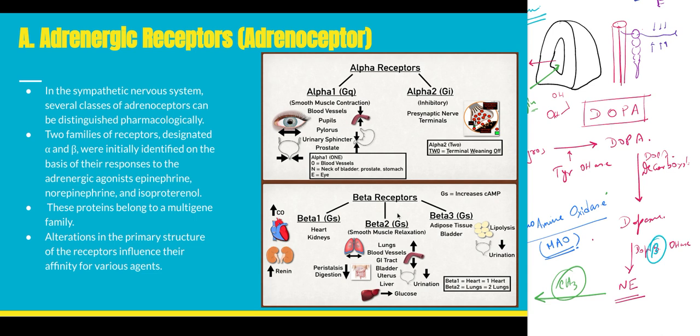So first of all, to make it very easy, you remember that G stimulatory pathway. We discussed G stimulatory, Gi, Gq, Gs. Do you remember that?